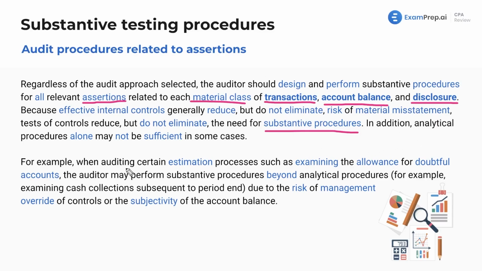So, for example, when auditing certain estimation processes, such as examining the allowance for doubtful accounts, the auditor may perform substantive procedures beyond analytical procedures. For example, examining cash collections subsequent to period end due to the risk of management override of controls or the subjectivity of the account balance. Yeah, gotta love those practical examples. Make note of all these. I think they're all incredibly helpful.